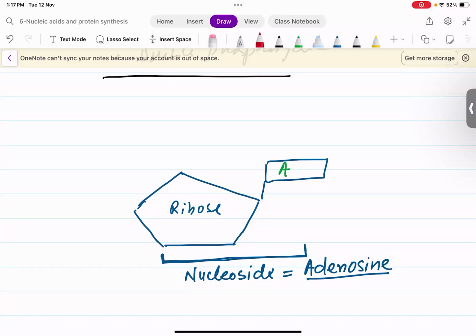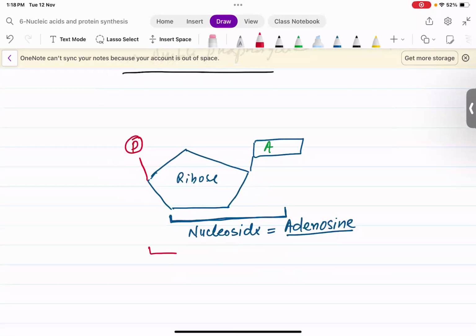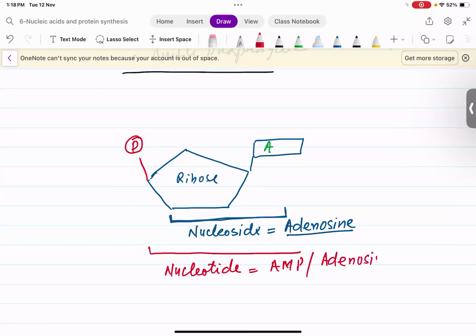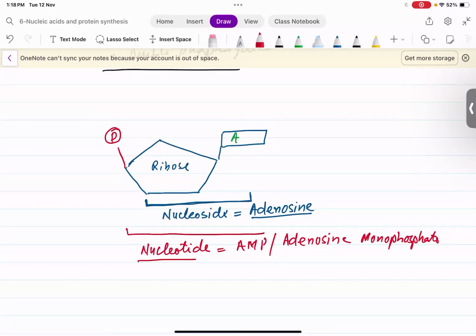Okay, so when there is one phosphate group attached with it, it will be known as a nucleotide. And this is known as an AMP, which stands for adenosine monophosphate. So this is one nucleotide.